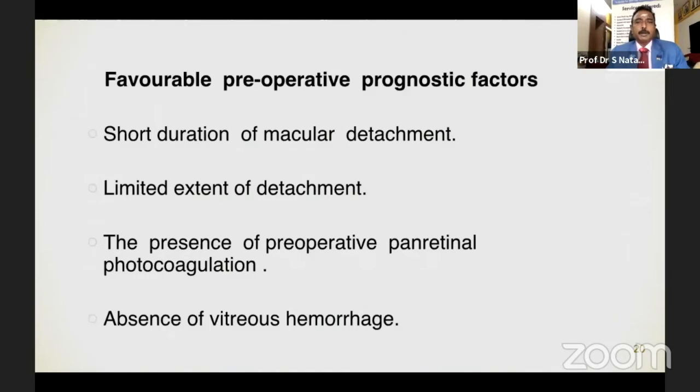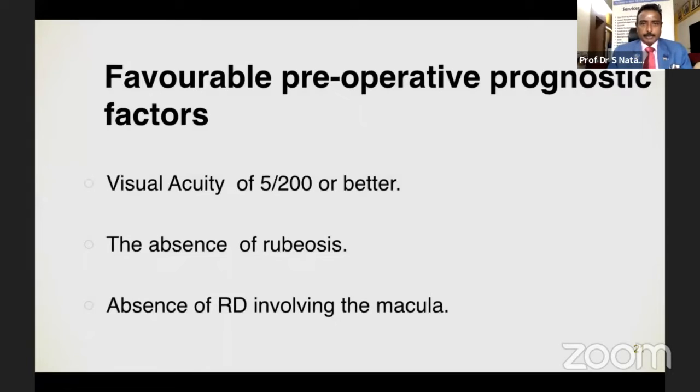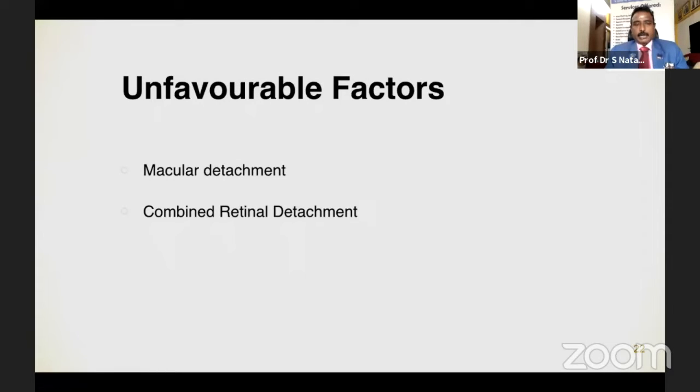So the favorable preoperative factors: short duration of macular detachment, limited extent of detachment, presence of preoperative pan-retinal photocoagulation, absence of vitreous hemorrhage, and a favorable preoperative visual acuity of 5/200 or better, absence of rubeosis, absence of retinal detachment involving the macula. Unfavorable are macular detachment and combined retinal detachment, and those are the patients you saw.